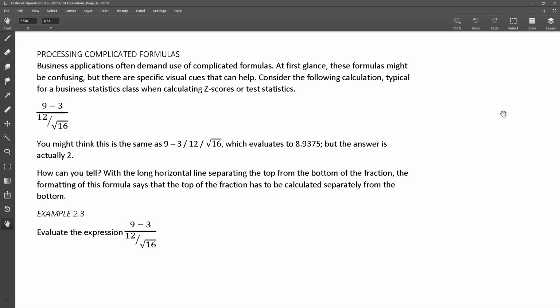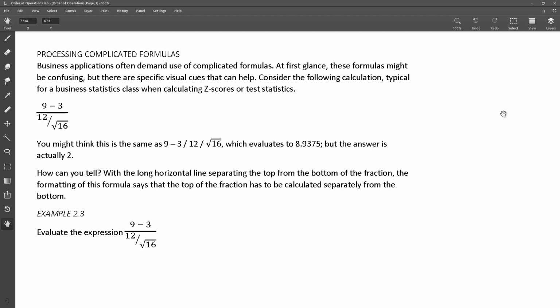In this video, we are going to discuss order of operations in the context of processing complicated formulas and expressions. Business applications often demand the use of complicated formulas. When you look at these visually, they might look confusing and lead you down the wrong way in terms of order of operations. But we're going to take a look at them so you can recognize the visual cues that will help you process what you're looking at and calculate these expressions properly.